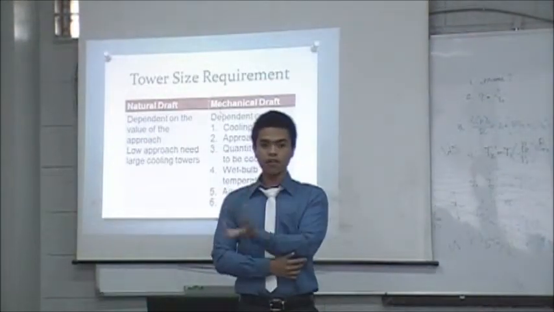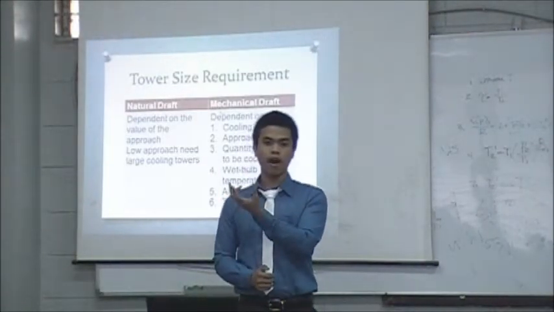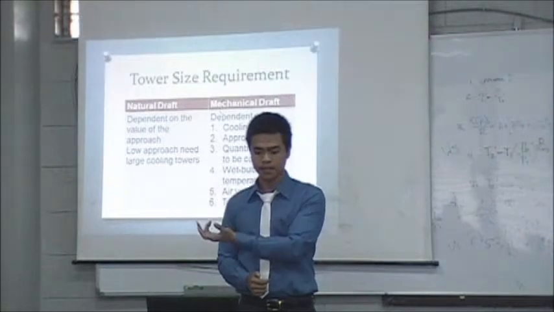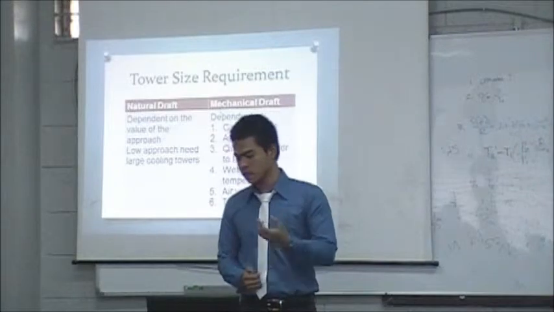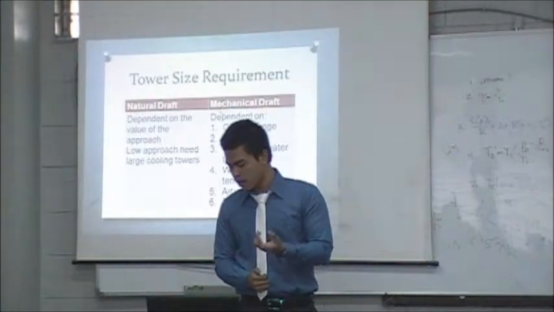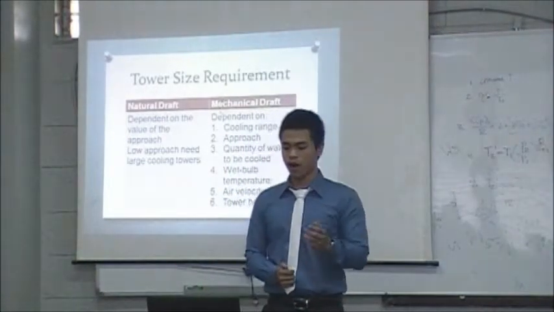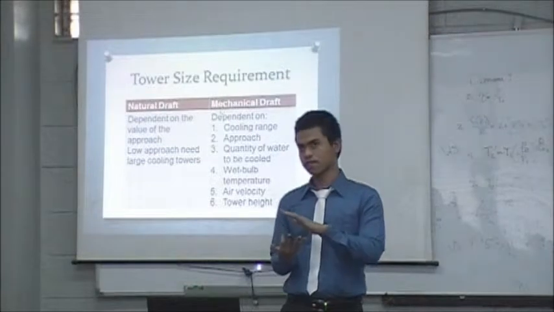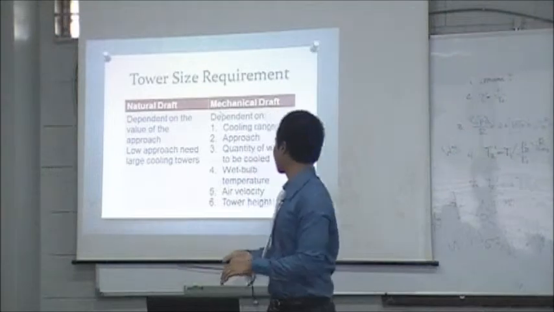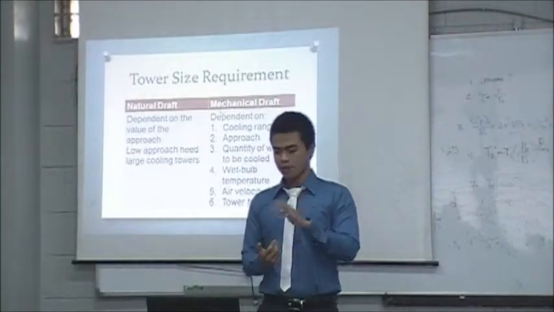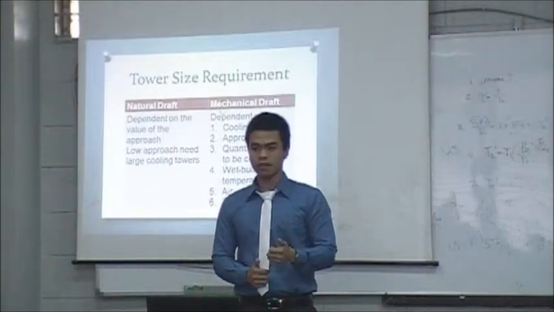Another parameter is the tower size requirement. For natural draft, the size of the tower is dependent on the value of the approach. Generally, a low approach means a larger cooling tower size. For a mechanical draft cooling tower, the size is dependent on these six: number 1 is the cooling range, number 2 is the approach, then the quantity of water, wet bulb temperature, air velocity, and the tower height.